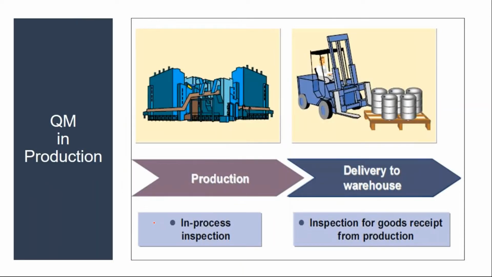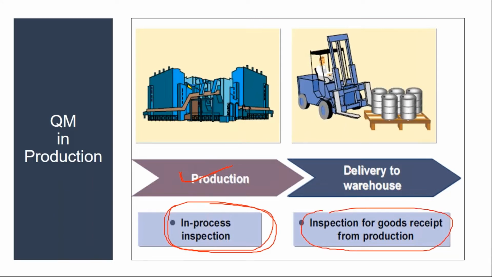So basically, quality inspection normally in the production is done at two stages. One is during the production activity. During the production activity, it is called in-process inspection. Another one is inspection for goods receipt from production. That means after the completion of the production. So they produce a product and they transfer the product to the warehouse. After that, they will do the quality inspection. So one is inspection during production process, and the other one is inspection for goods receipt from production.